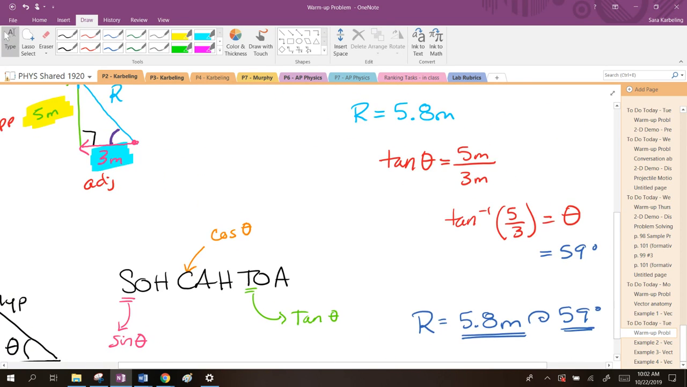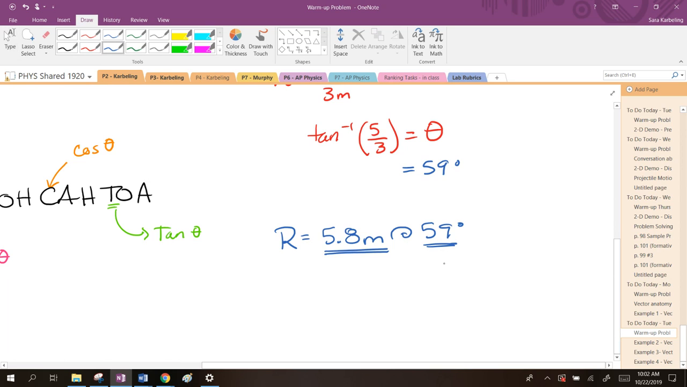That's how we need to label it. 5.8 meters at 59 degrees north from west. Okay, sometimes you'll see it as north of west, but I think, especially when you're first learning it, that from is a really, really nice preposition to go there. Okay? How are we doing, team? We okay?